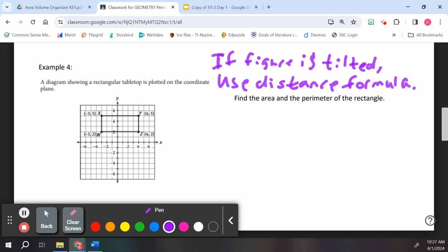Okay. So in this case, we're going to find this. So I'm just going to count 1, 2, this is 3 units. And then we have 1, 2, 3, 4, 5, 6, 7 units. So for the area, we're going to have 3 times 7, which equals 21 units squared.